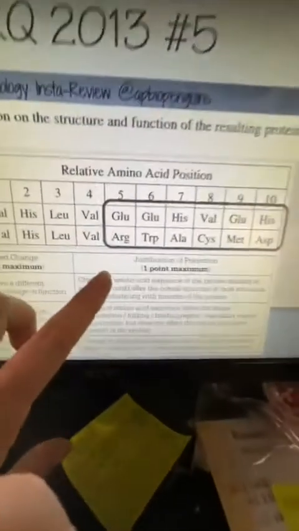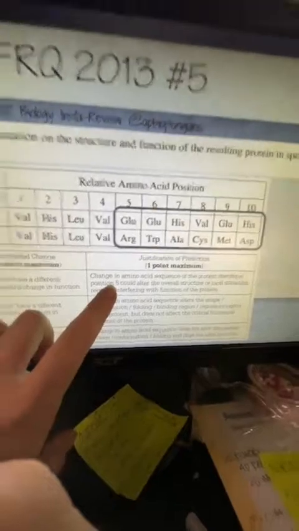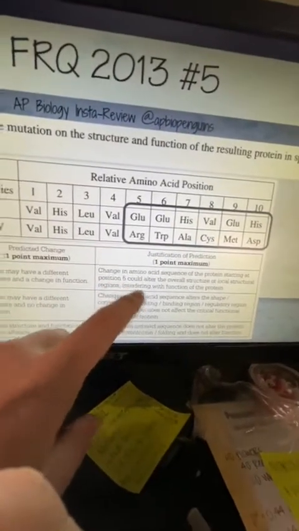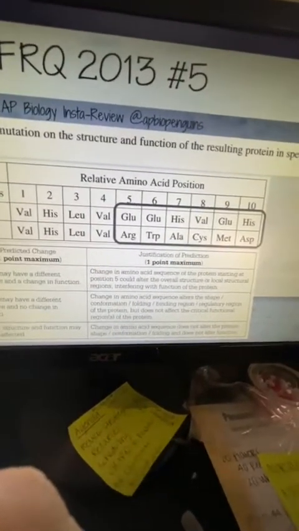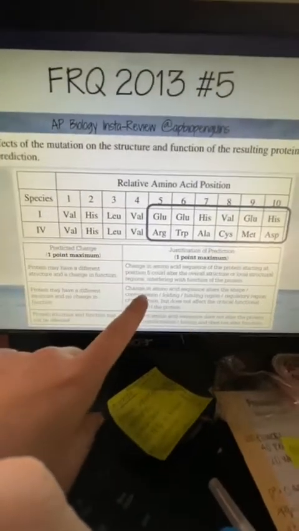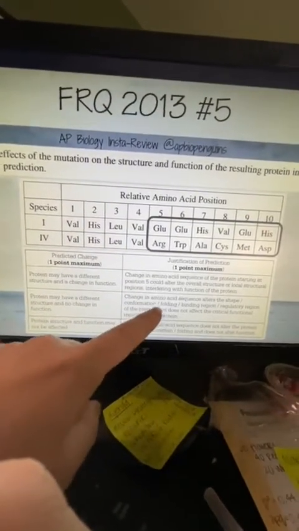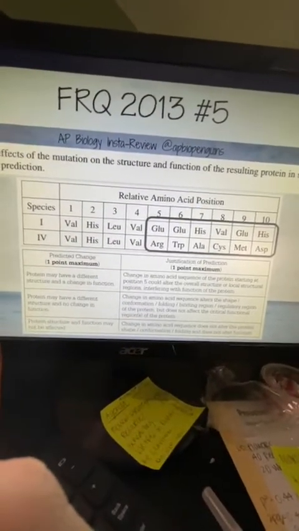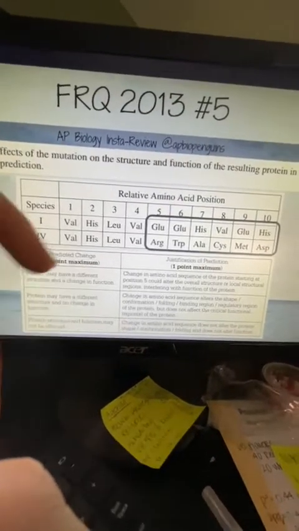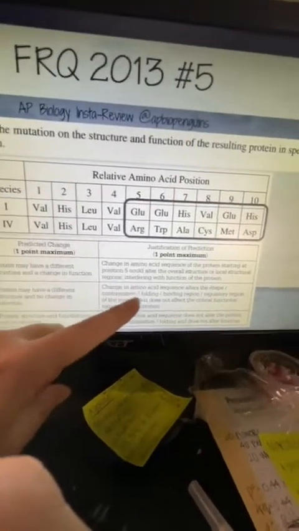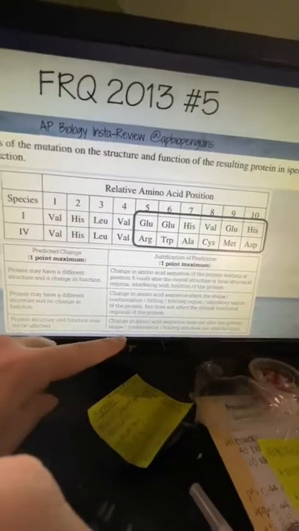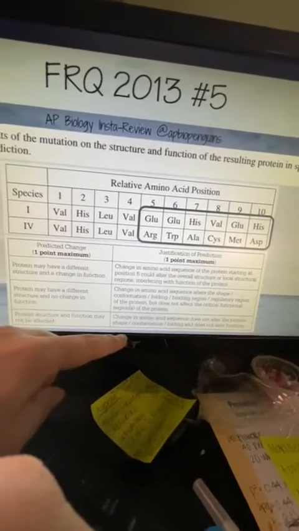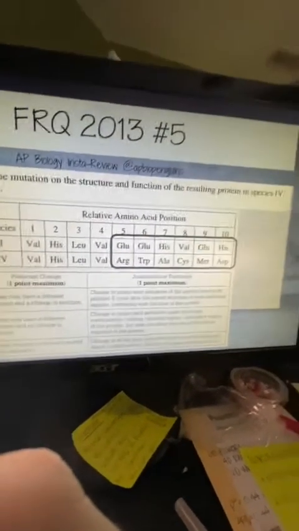And then your justification is just to justify why you said that. So there's been a change in the amino acid sequence starting at position 5, and that causes my structure to change, which will then interfere with my function. Changing the amino acid alters the shape. You could talk about binding region, the active site, but maybe the changing of that shape didn't actually modify my active site. Or you could just say that it doesn't alter the protein shape, which thus doesn't change the function.